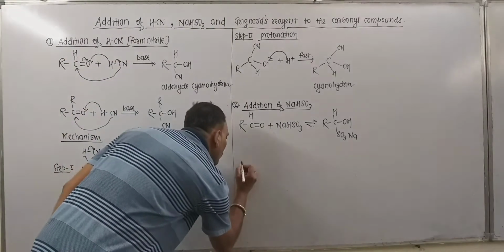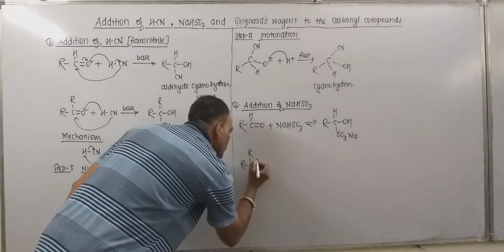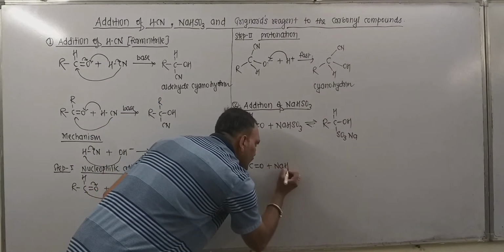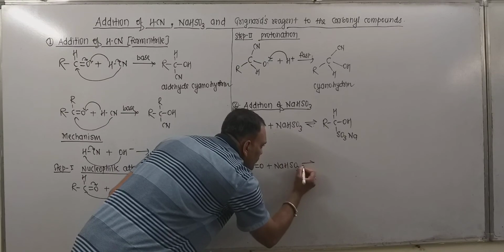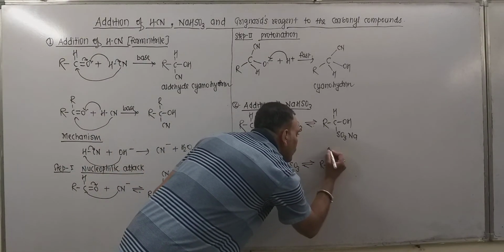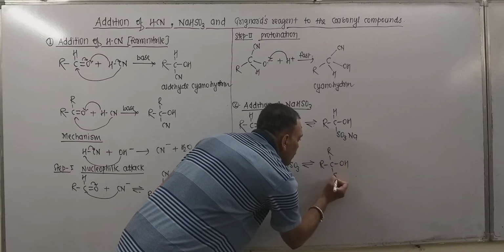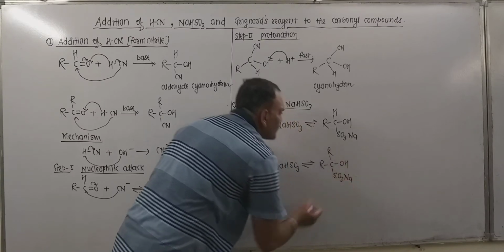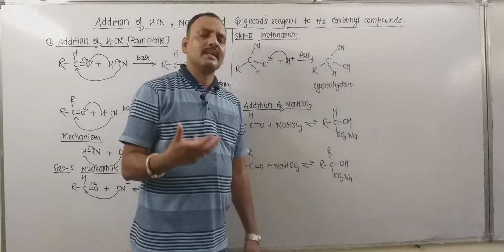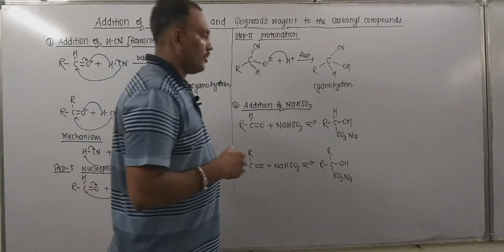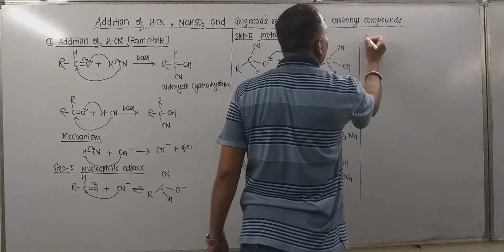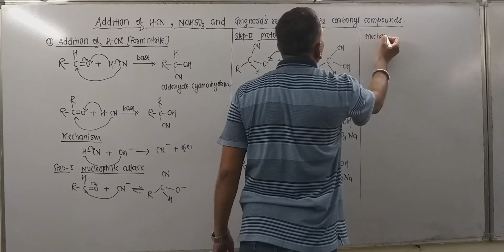And if at all ketones, which are represented as RCOR, are treated with NaHSO3, that is sodium bisulfite, then addition takes place and that leads to the formation of an addition product, which may be represented as, so this is the bisulfite addition product of ketone. Now the mechanism of this reaction is also quite important and interesting as well.